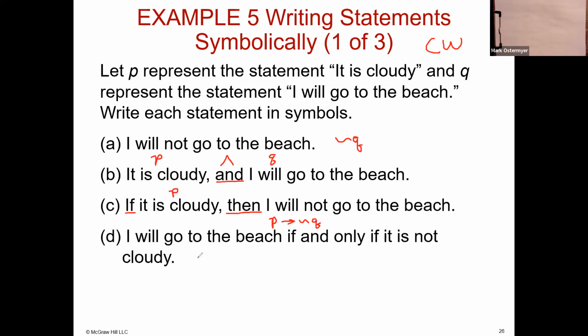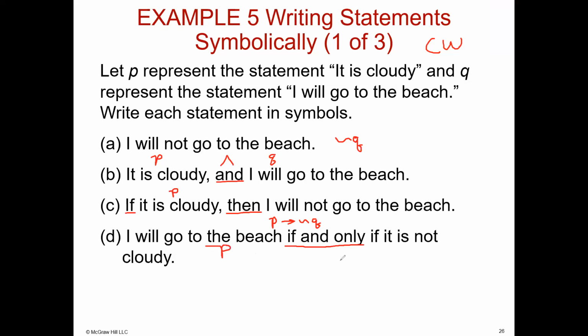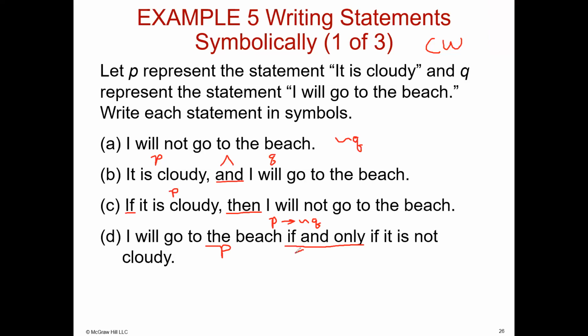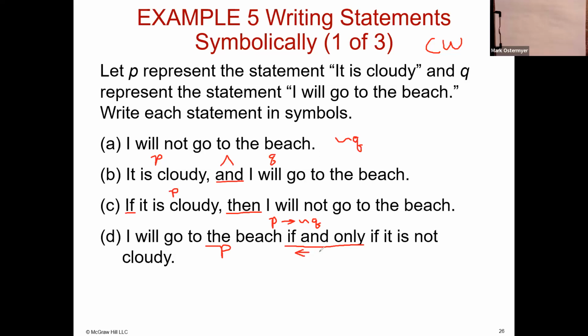All right, here's a beauty. I will go to the beach. Here's your key clue: if and only if it is not cloudy. So P is I will go to the beach, correct? If and only if warrants what symbol? That's a biconditional. It's the arrow that points back and forth, a double directional arrow. If and only if.